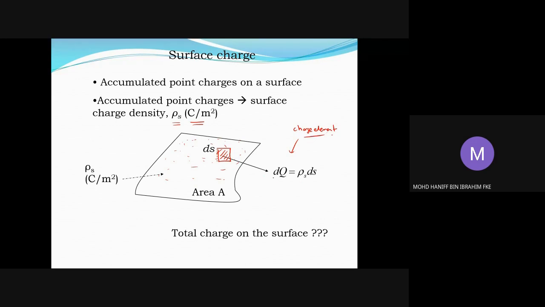So the dq, I repeat again, dq is the amount of charge that is said to be contained inside this ds element. From here, we can then calculate the total charge inside this area A by simply integrating the dq, which will be equal to the integral of rho s ds. So that should be the integration over the area A. That's how we define the total charge for the given charge structure.